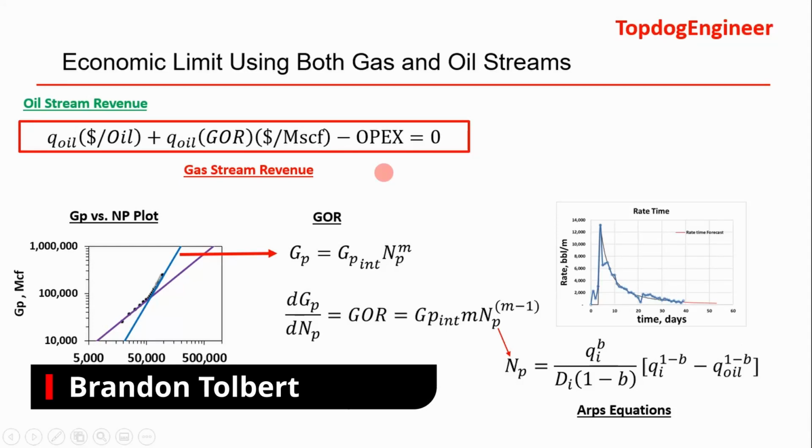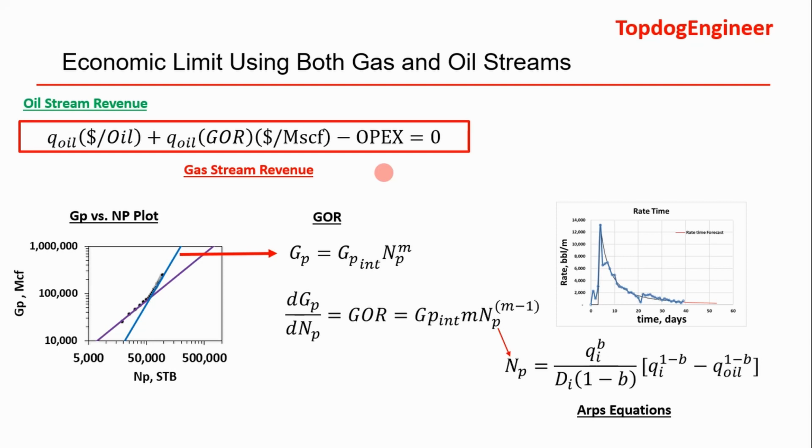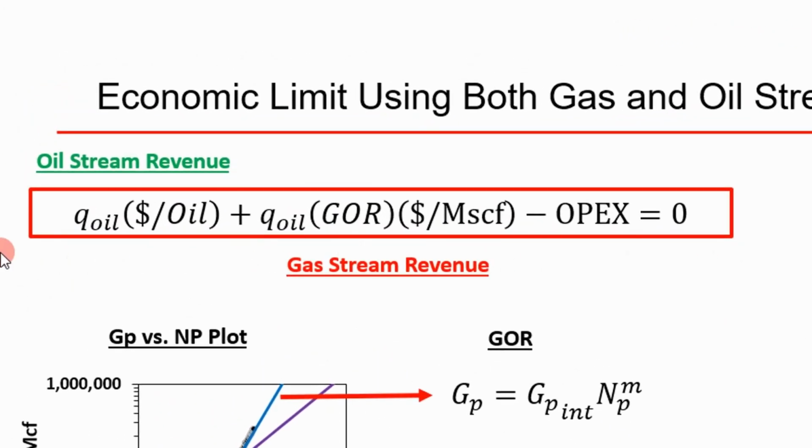Today we're going to look at recalculating our economic rate, taking into account the gas stream. Previously we looked at just the oil stream and calculated an economic rate. However, our model can be improved by taking into account the gas production, and that's what we're going to show today. So essentially the main equation we're going to focus on is this one right here.